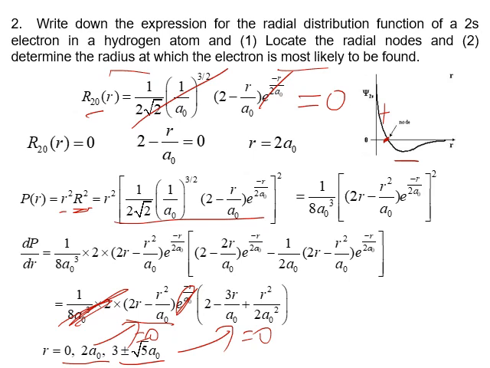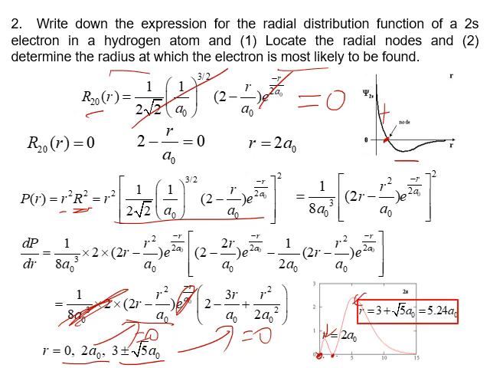Maximum or minimum? Here is a drawing. In this drawing, you have 2 maxima. Here r is 0, and r is 2a naught. These are the minima. The small maximum is at 3 minus square root of 5 a naught, and the other is the solution where the electron is most likely to be found, at a distance of 5.24 a naught.